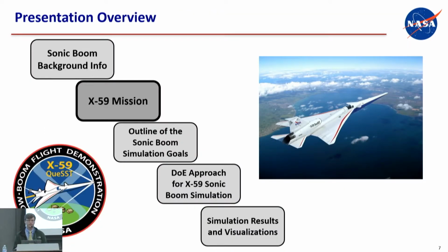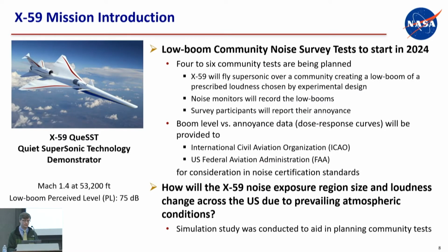So next we'll talk a little bit more about X-59's mission. The X-59 is currently being built. It's designed to fly at Mach 1.4 and produce a low loudness sonic boom of 75 decibels on a perceived level scale. This is a different decibel scale than you're probably used to, in that it correlates with human perception of impulsive noise. A-weighted decibels and other types of decibel scales typically correlate with continuous noise or noise of much longer duration.